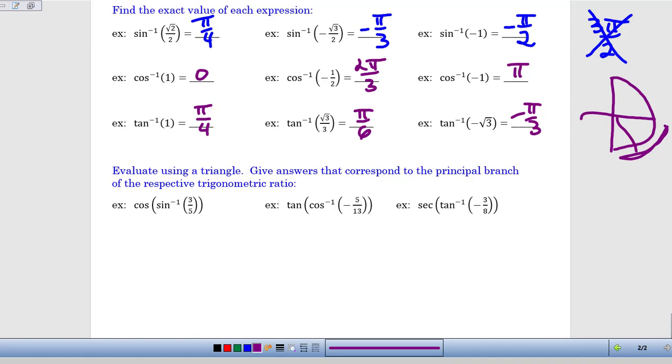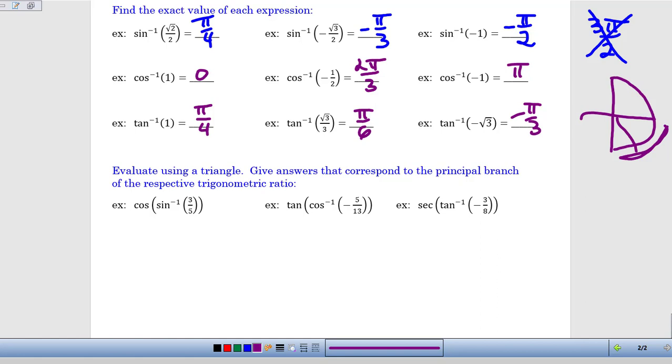Now, in these last three examples, we see that there's a little bit more going on. Not only do we have an inverse sine or inverse cosine or inverse tangent of something, but then we're taking some trigonometric ratio of that. And these are not ratios that appear on our unit circle. 3/5, although we should recognize that as being part of a Pythagorean triple, is not a ratio from our unit circle. Neither is 5/13 nor 3/8. Now, that doesn't mean that we need to use a calculator for these questions. In fact, we don't need one.